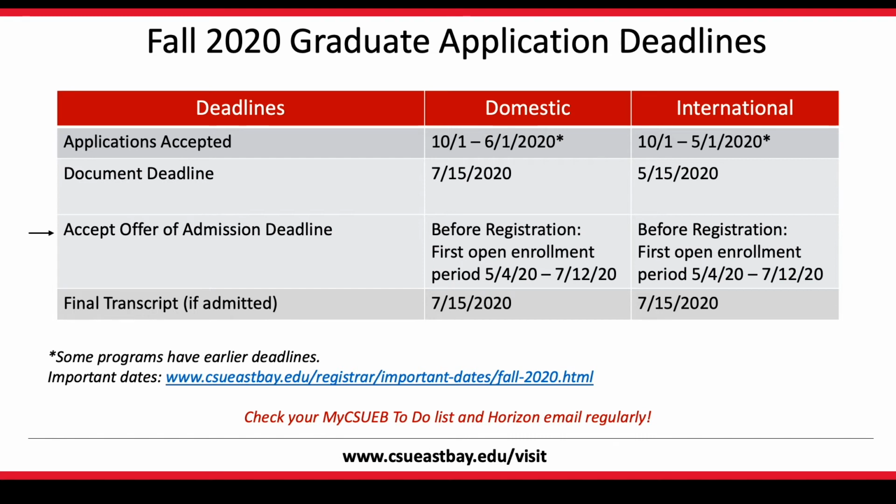If you are completing your undergraduate degree in spring 2020, your final transcripts are due July 15th, 2020. Once you've been accepted, you may accept your offer of admission through the My CSUEB portal. You must accept your offer of admission before you may register for fall 2020 classes. There are multiple windows during which registration may be completed, and the first open enrollment window is May 4th to July 12th, 2020. Open enrollment windows may be found on the Important Dates page on the URL shown.